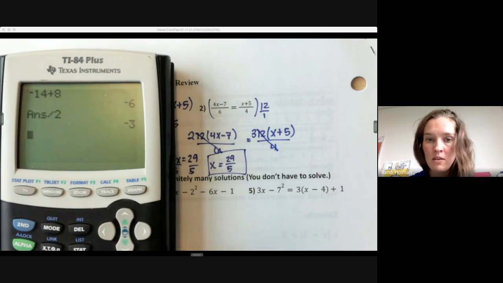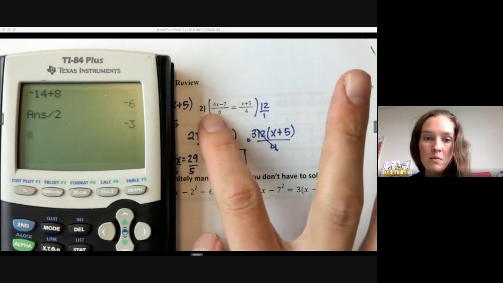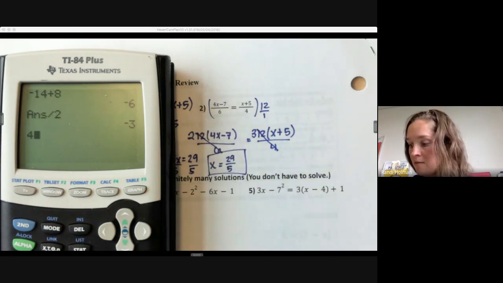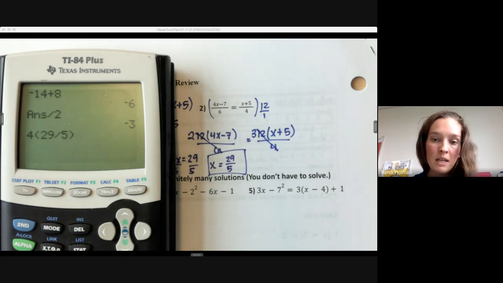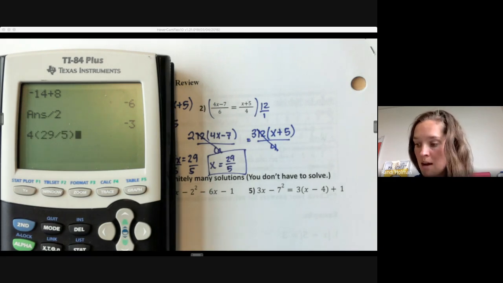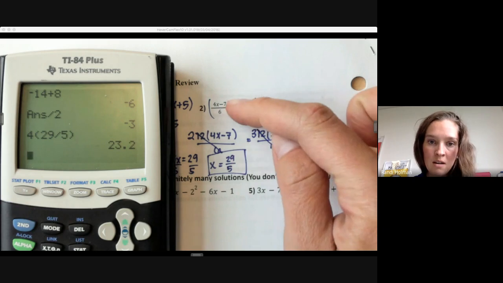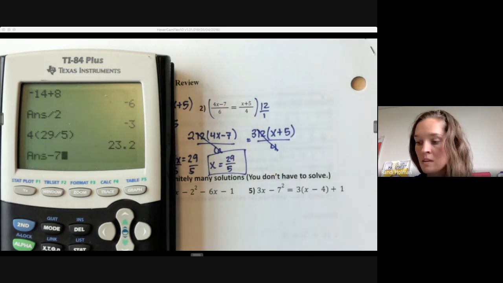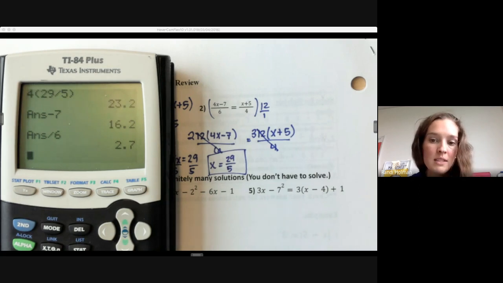So 2 ways to do that. One, just think about your operations and do them in that order. So the first thing we would do here is 4 times x. So I'm going to take 4 times 29 fifths. Remember, to get 29 fifths, it's just 29 divided by 5. The next thing I would do here is subtract 7. The next thing I would do is divide by 6. Okay, 2.7 doesn't really tell us anything yet, but we're going to keep that in mind as we look at the other side.